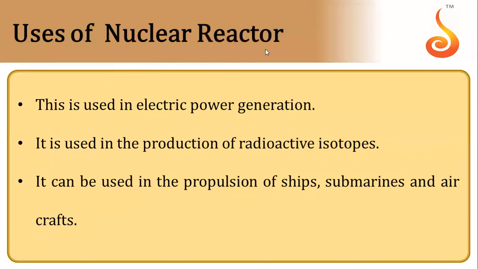Next is the use of nuclear reactor. Now it is used in electrical power generation. As we all know, there are nuclear reactors which generate power. Then it is also used in production of radioactive isotopes, because when uranium disintegrates, it is going to produce barium plus krypton. It is also used in propulsion of ships, submarines. You have heard about nuclear submarines, no? So it is also used in propulsion of ships, submarines, and aircrafts. Okay, thank you.